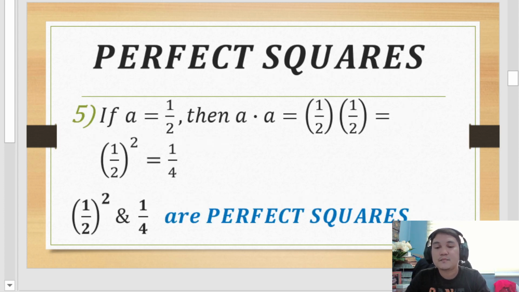Number 5. If A is equal to 1/2, then A times A is equal to 1/2 times 1/2. And to change that into its exponential form, that gives us the quantity of 1/2, squared. And to simplify the quantity of 1/2 squared, that gives us 1/4. Because in the numerator, 1 times 1 gives us 1, and 2 times 2 gives us 4. So 1/4. So the quantity of 1/2 squared and 1/4 are perfect squares.